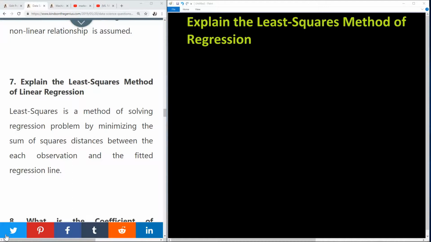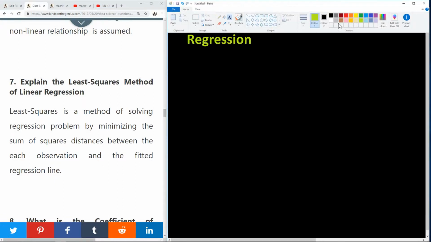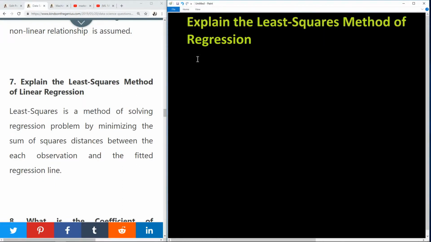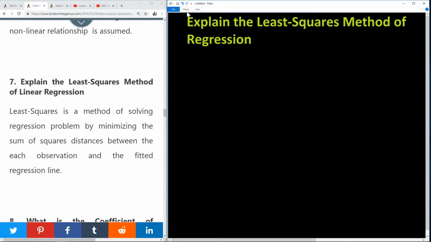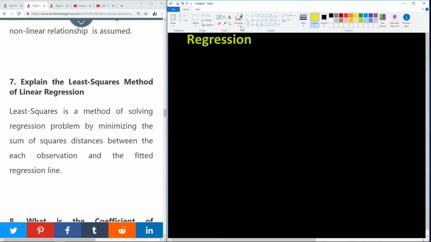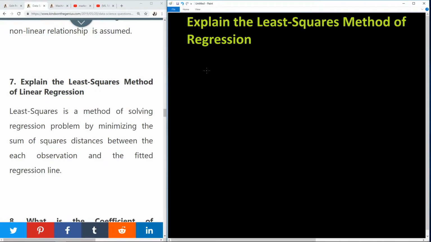Today we are going to continue with question 7 of our data science question and answer series. The question is: explain the least squares method of linear regression. You already understand the concept of linear regression, and now we are talking about a method used for it called the least squares method. I'm going to explain it right away and use some notations and diagrams to make it clear.